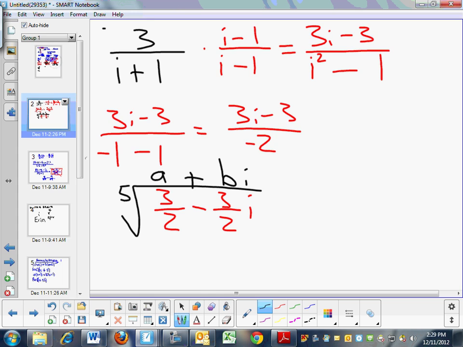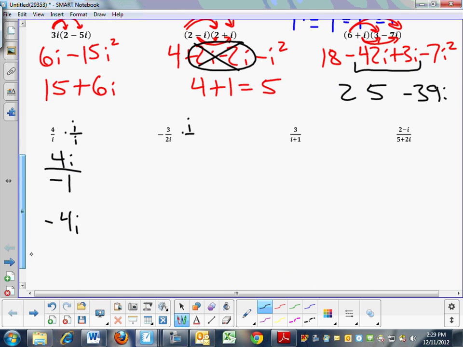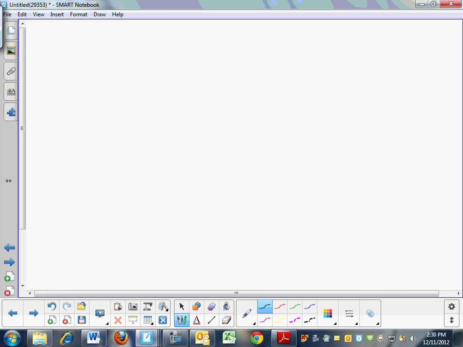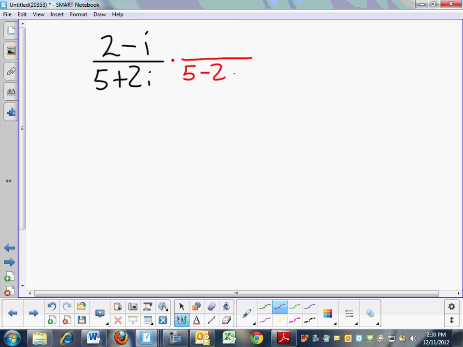Okay, last one. We got 2 minus i over 5 plus 2i. What's the last one? 2 minus i? Okay, this is a different scenario. We still need to get rid of the imaginary portion. And in order to do so, I multiply by the conjugate. The conjugate is 5 minus 2i.